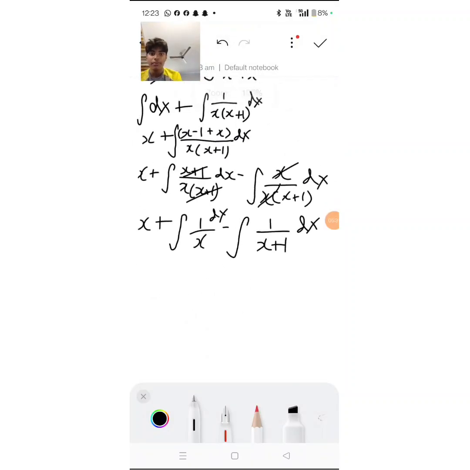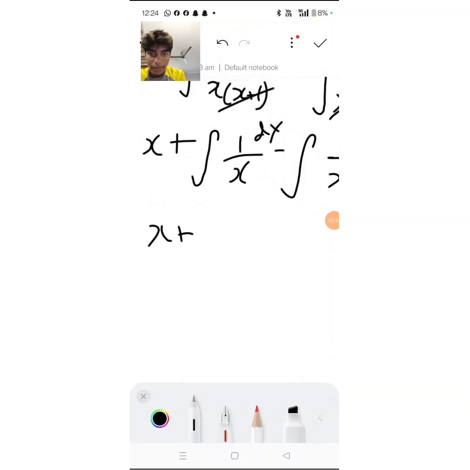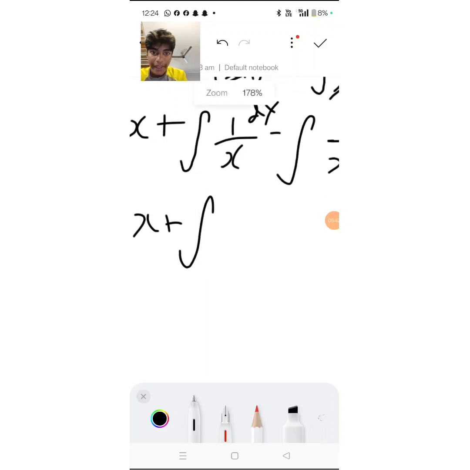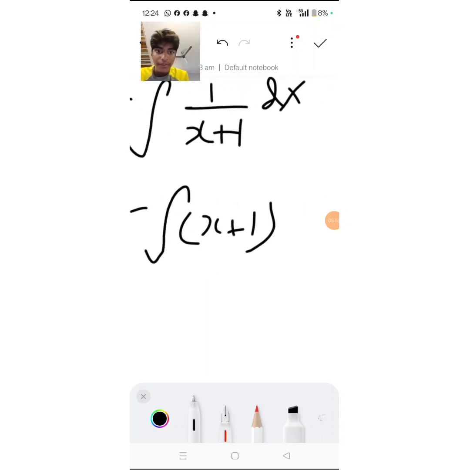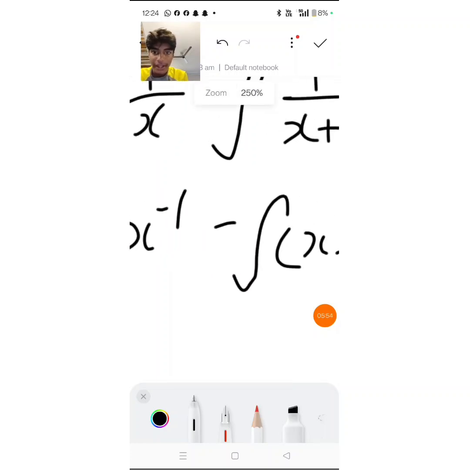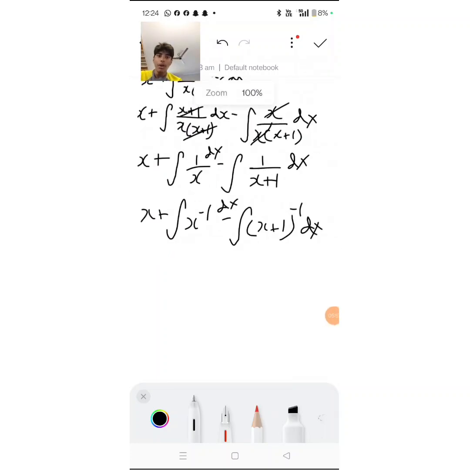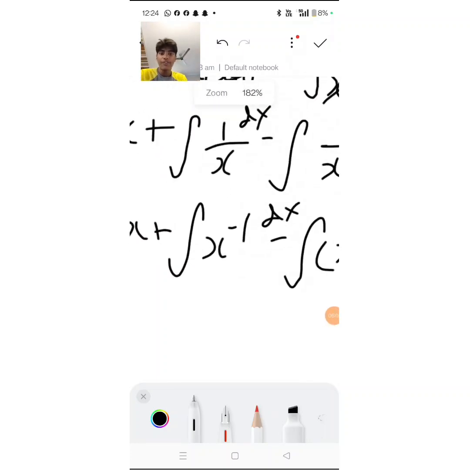Okay, this is an easy integral now. So we are just left with x plus, we can rewrite this as the integral of x inverse minus the integral of x plus 1 inverse dx. Got it. So now you know very well that you cannot have a power of negative 1 because then your rule doesn't apply. Then you're dividing by 0, because you have to add a power and divide by the new power. You can't divide by 0.